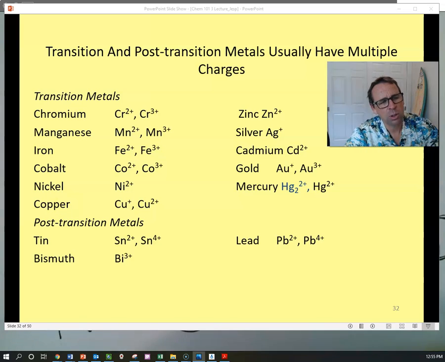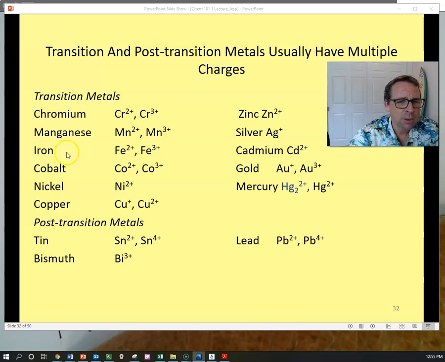So for example, iron can form a +2 charge or it can form a +3 charge. Copper, a +1 charge or a +2 charge.